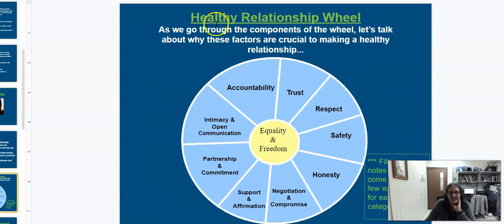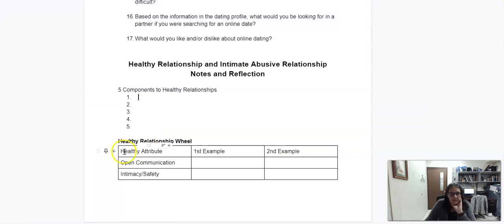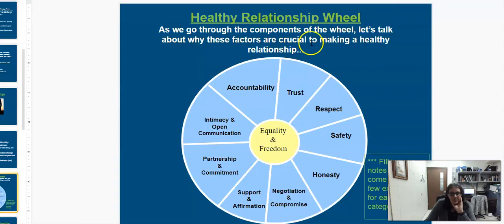Okay, and then this is where we get to the healthy relationship wheel, this next part right here. And then it says healthy attribute, and it's going to give each thing, and then we're going to put examples in there. And this is for you to think of.